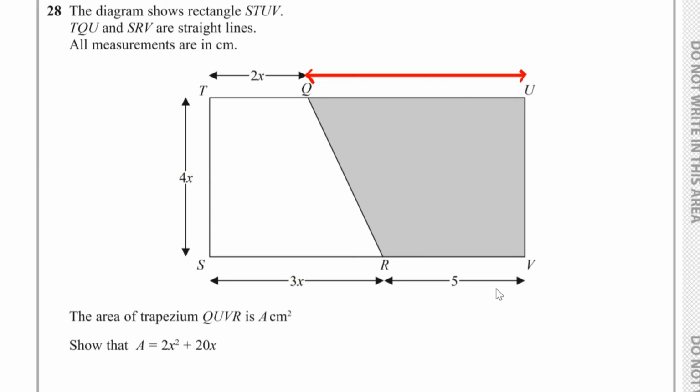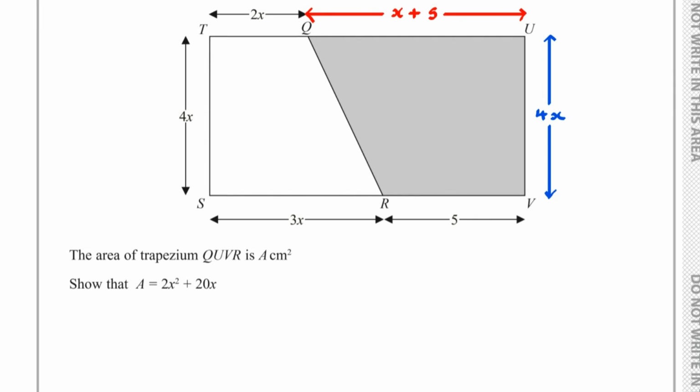If I've got 3x plus 5 in total, I subtract 2x from it, leaving me with x plus 5 for the length of the side. So that's what the length is. And here the height is going to be 4x.